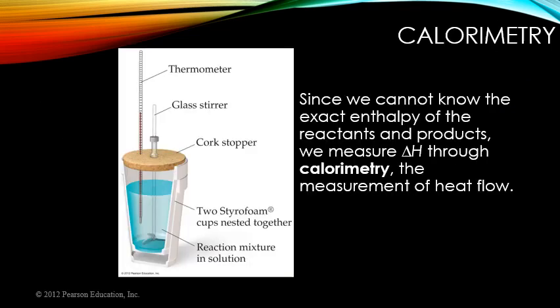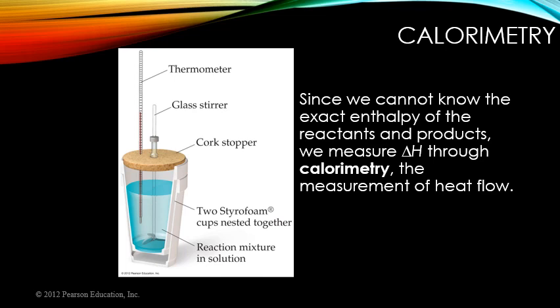When in the lab, we use a process called calorimetry to determine the amount of energy that is flowing through the system. Since we cannot know the exact enthalpy of the reactants and the products, we measure the delta H through this calorimetry process, which is just a measurement of heat flow.